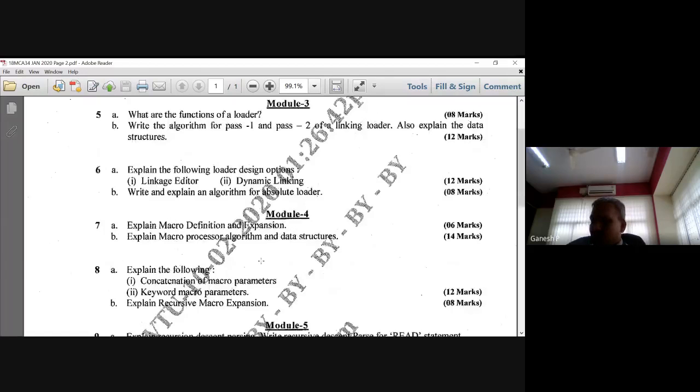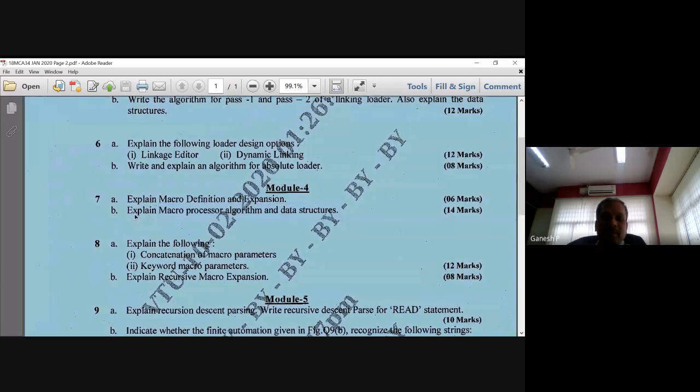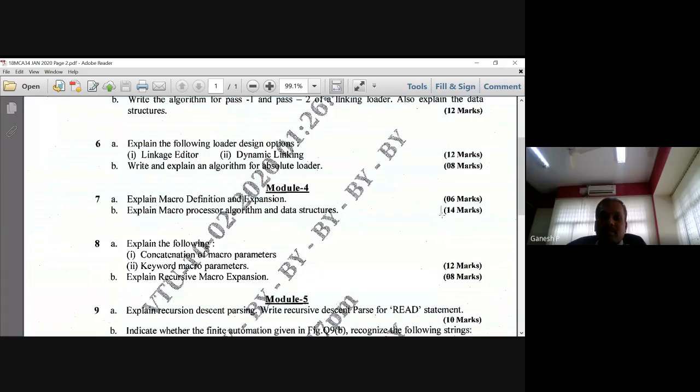Now we have a module 4, which talks about macro processor. So again, straightforward. What is a macro definition and what is macro expansion? The basic definitions and with examples for 6 marks. And explain the complete algorithm for macro processor is 14 marks is asked. Normally, since it is a bigger one, they need to ask for better marks. So this time they asked for 14 marks to discuss about the entire macro processor algorithm. We have 5 subparts. All those 5 subparts need to be explained.